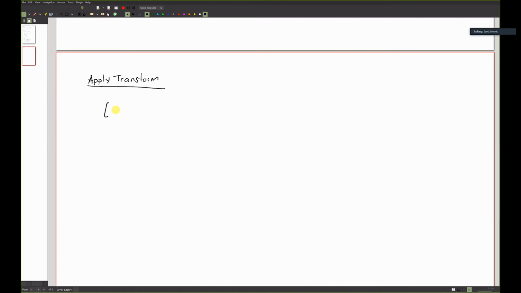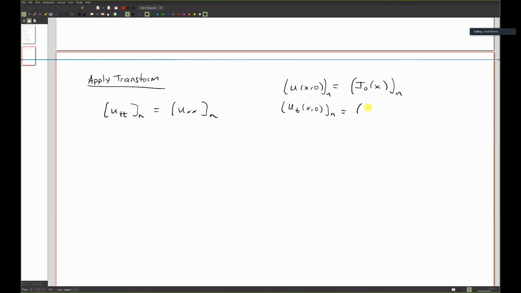All right, and so I take the transform of u_tt equal to the transform of u_xx, and then I have my initial condition u(x,0) equals, and I'm just going to call that function I naught of x. And I take the transform of both sides of that equation. And then I have my time derivative initial condition, and that's just 0. All right, so I have to take the transform of all 6 of these things.